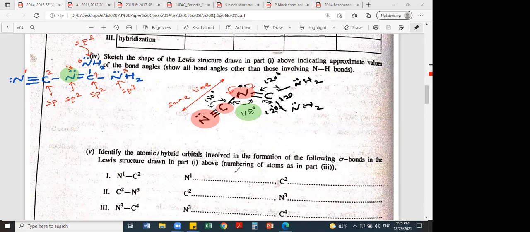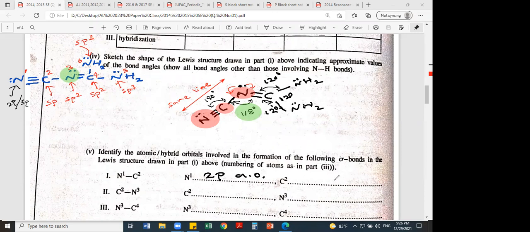N1 and C2. This is actually a 2p unhybridized orbital. 2p unhybridized is also accepted. If summarized, sp hybridization also will be accepted, because mostly in hybridization we are interested in the central atom. For the terminal atom it is mostly unhybridized, but they have accepted 2p also for this. So therefore I'll write here 2p atomic orbital.